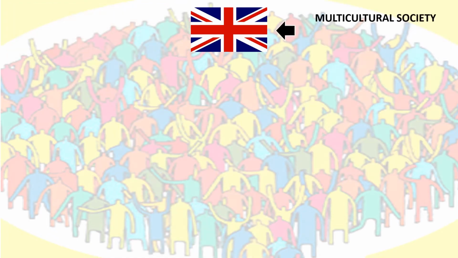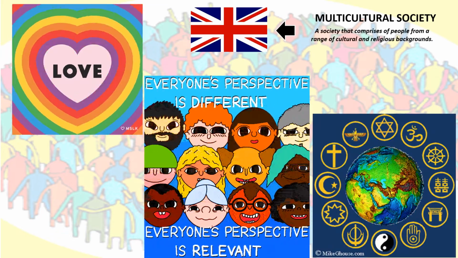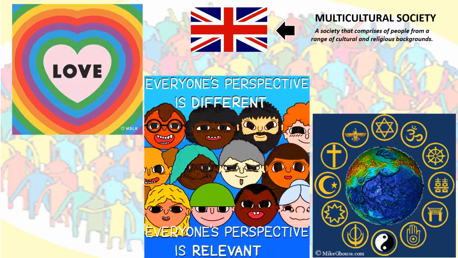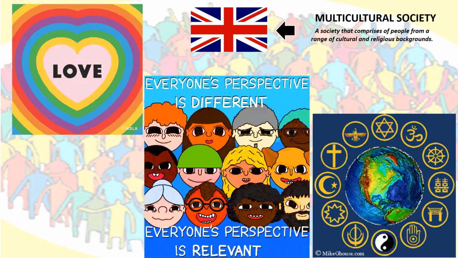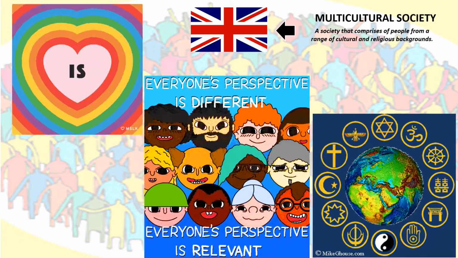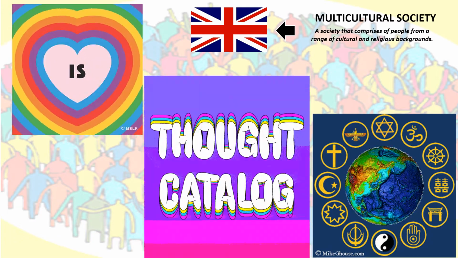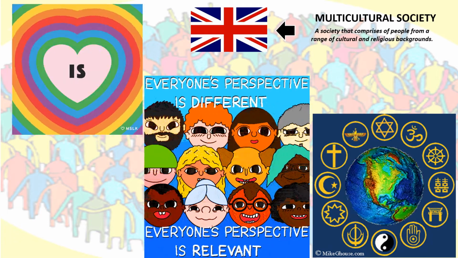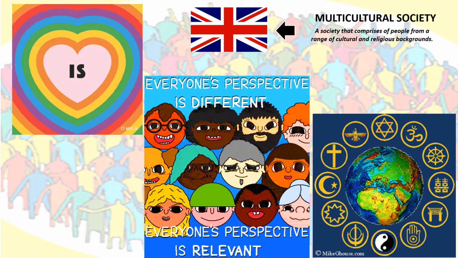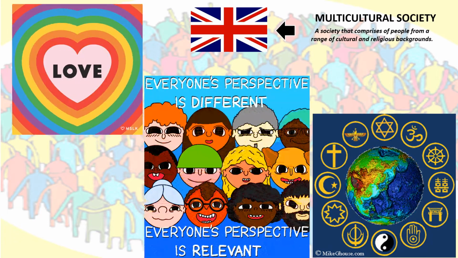Now, Britain is a multicultural society. What this means is that we're a society made up of different people from cultural backgrounds, religious backgrounds, social backgrounds, genders, sexualities. We're a whole big group of different people, all working, living, and socialising together.